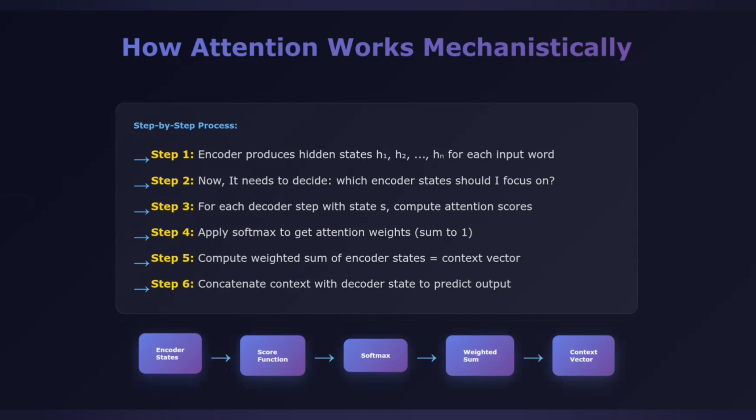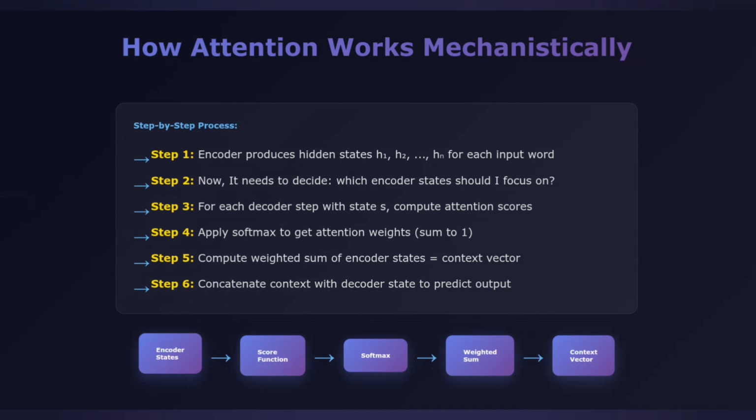Step 4. We apply softmax to these scores to get attention weights that sum to 1. Think of these as percentages. Maybe 70% attention on word 2, 20% on word 3, and 10% on word 1. Step 5. We compute a weighted sum of all encoder hidden states using these weights. This gives us our custom context vector for this specific decoding step. And finally, we concatenate this context vector with the decoder's hidden state to predict the output word. So it's a pipeline.